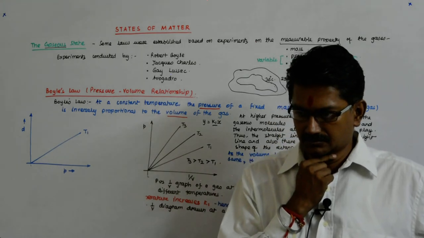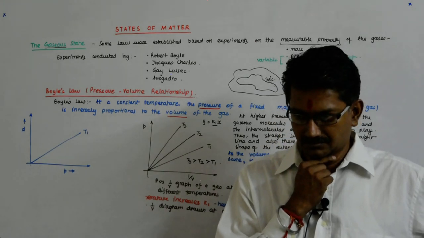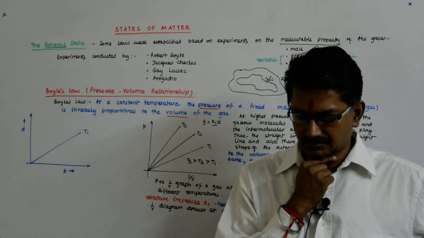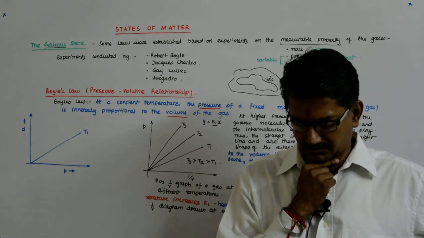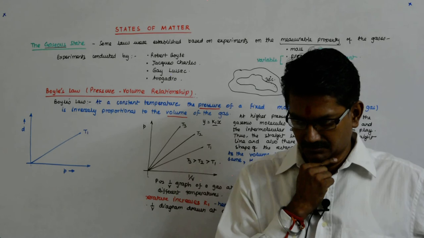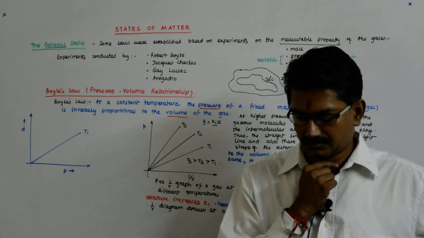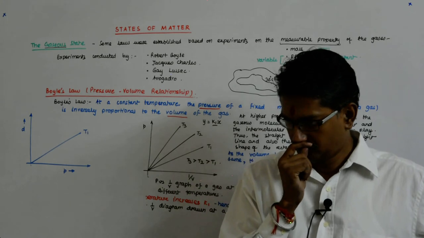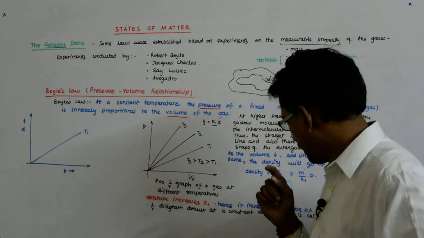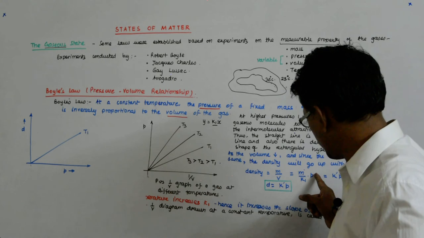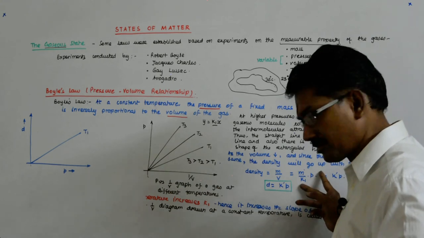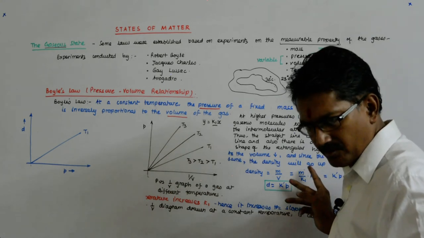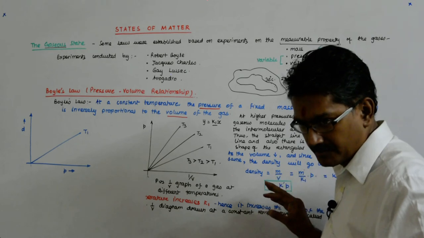Because due to the increase in temperature, I'm coming back to the same point again. Due to the increase in temperature, the pressure will increase. Right? So when pressure increases, the value of K dash will decrease, M remains constant, and K1 will also increase. K1 increases, P also increases. What next? P increases at the same volume.